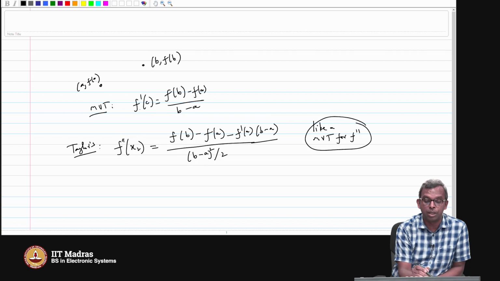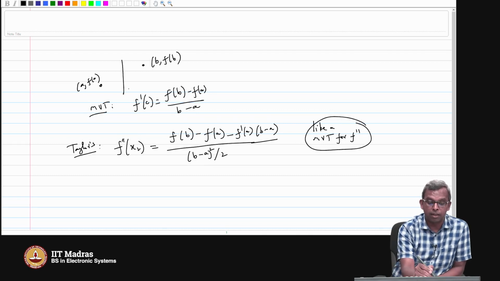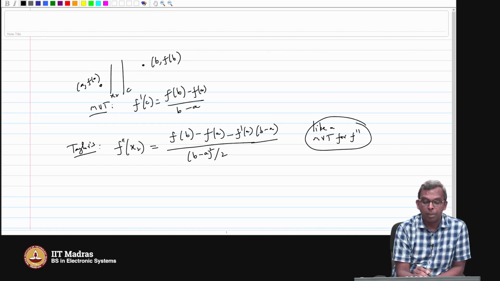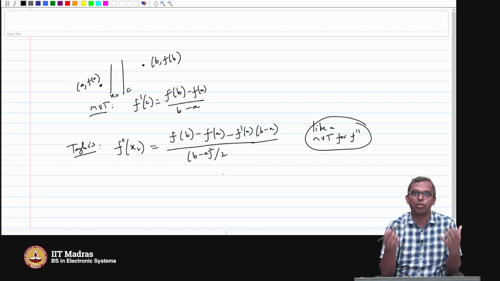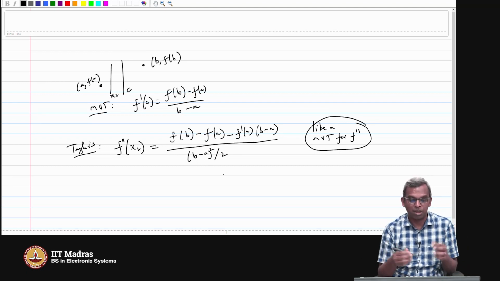There has to be a c for which the first derivative is this. What Taylor's theorem is telling me now for f double prime is that there has to be an x2 somewhere here, just as c is somewhere here, such that f double prime of x2 is f of b minus f of a minus f prime of a times (b minus a), divided by (b minus a) whole squared by 2. Slightly more complicated, but the spirit of the result is the same. So I'm able to say something about f double prime.